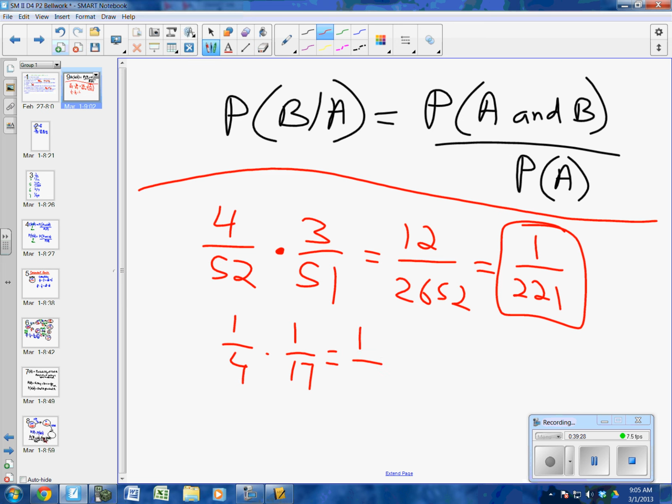What's 4 times 17? 68, isn't it? Did you guys give me the wrong number over there? Is 52 times 51 2652? And reduce it in your calculator. What's 12 over 2652? Oh, 1 over 52 is not 1/4. It's 1/13. That's the problem. Okay, what's 13 times 17? Is it 221? Yeah. Okay, that looks better.